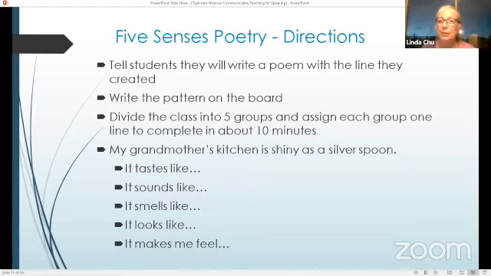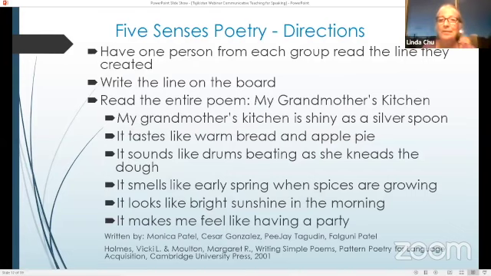One group will be assigned it tastes like. One group it sounds like. One group it smells like, and so on, remembering the first line, my grandmother's kitchen is shiny as a silver spoon. Okay, so now you're having groups work on each line. So it should only take maybe 5 or 10 minutes to do that part. Then you're going to have one representative from each group read the line that they have created. And you'll write that on the board.